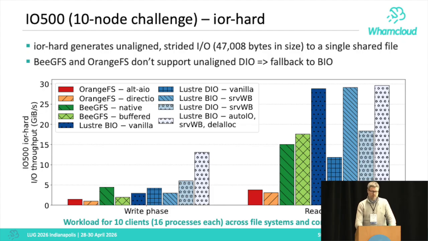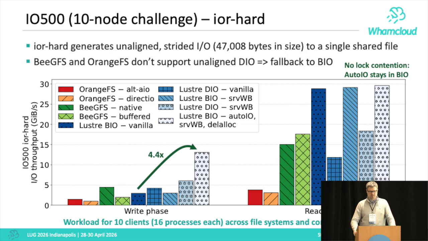And so you can already see that server-side write-back alone has some improvements here for this small strided I/O, right? But for auto I/O and delayed allocation it is even bigger. So first of all, auto I/O is run. For IO500, you can say, do I want to run these benchmarks with direct I/O or not? By default, we run it with buffered I/O, but because of auto I/O, and because it detects a lot of lock conflict, it switches to direct I/O, right? And if you couple this with delayed allocation, you get quite a good speed up here.